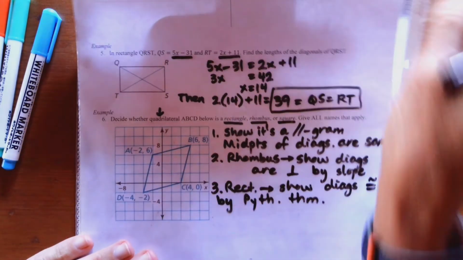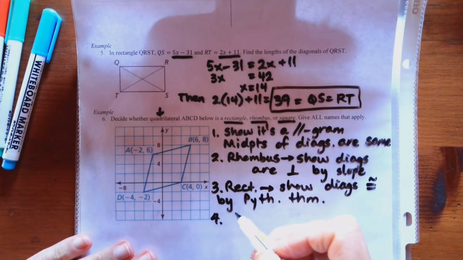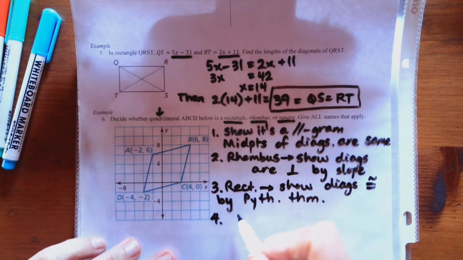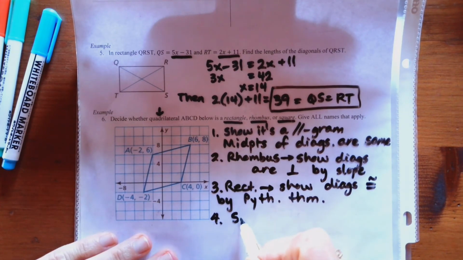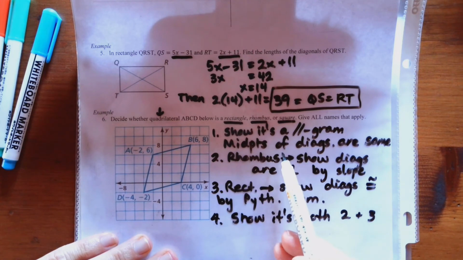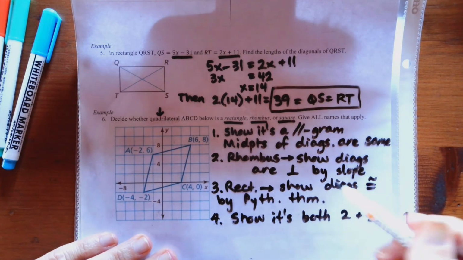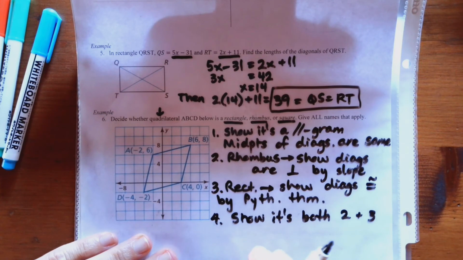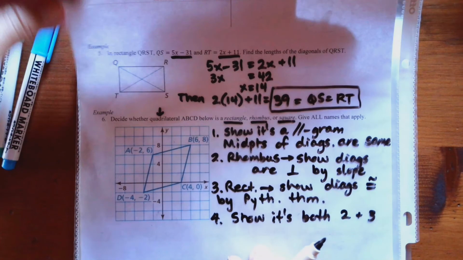And then last, because a square is both of those, all you have to do to show it's a square is show it's both. So if you do show it's a rhombus and you show it's a rectangle, then you can just say it's a square. You don't have to do anything separately. But that's a lot of work. And like I said, there's an example in the other video. So we're going to just go on to the next page.